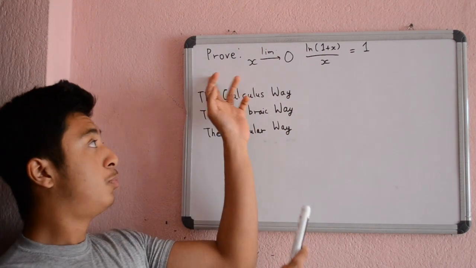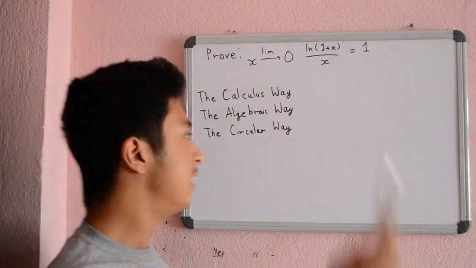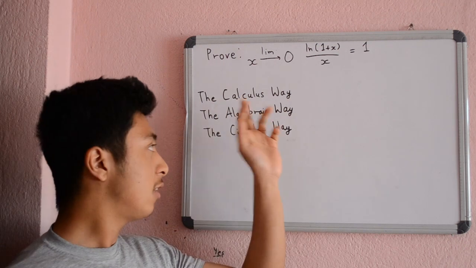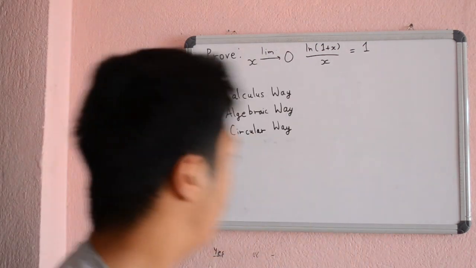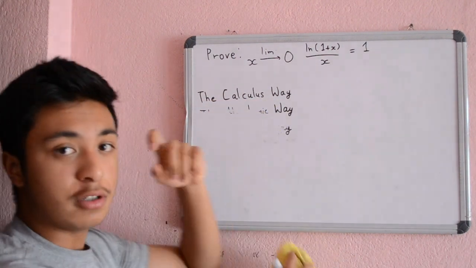Hello guys, let's prove this limit identity in three different ways: the calculus way, the algebraic way, and the circular way. Now, let's start off with the calculus one.